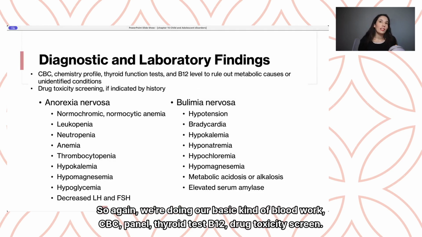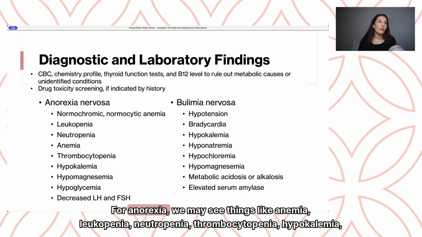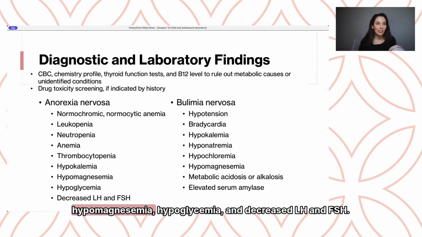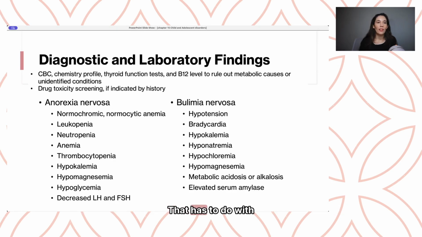Diagnostic and laboratory findings. So again, we're doing our basic blood work, CBC, chem panel, thyroid test, B12, drug toxicity screen. For anorexia, we may see things like anemia, leukopenia, neutropenia, thrombocytopenia, hypokalemia, hypomagnesemia, hypoglycemia, and decreased LH and FSH. That has to do with menses.